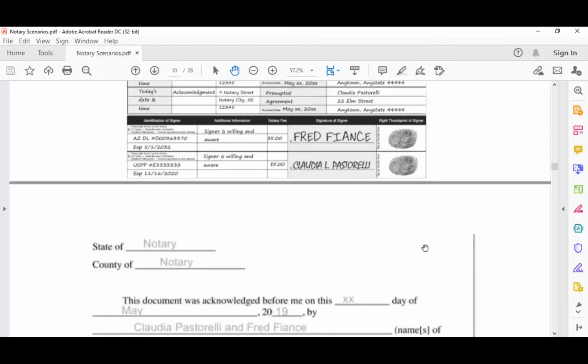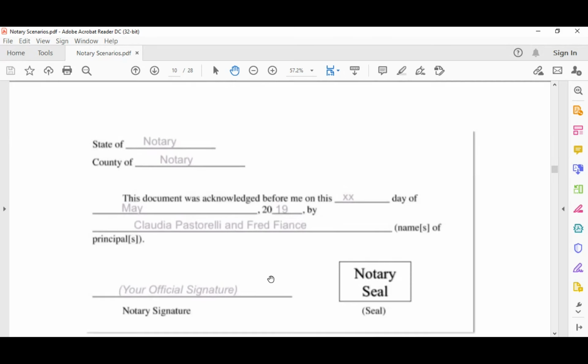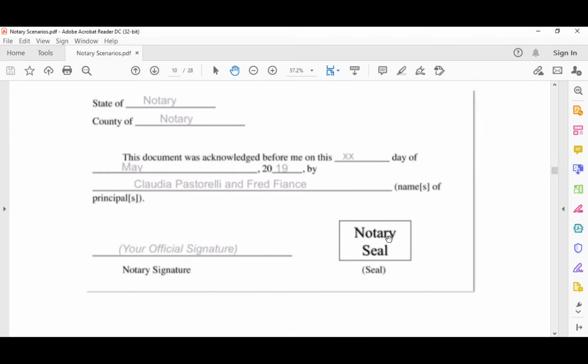Now let's go to the certificate. It's going to be the state where you are commissioned, the county of your office, or wherever you are at the time that you're notarizing. In this case, like I said, we're at our office. This document was acknowledged before me on this, and you put in the date, by both parties, Claudia and Fred. You're going to sign, you're going to apply your seal.